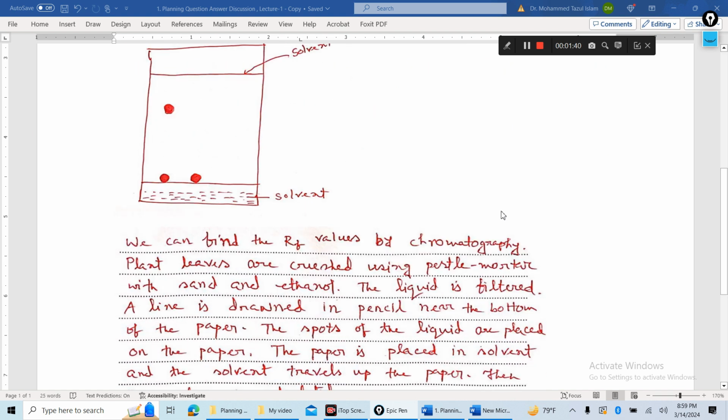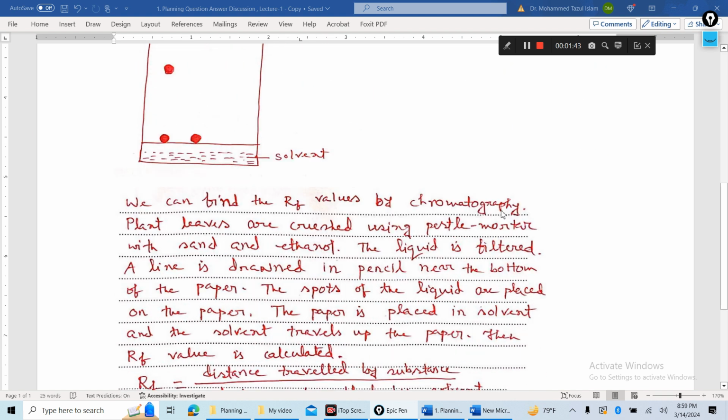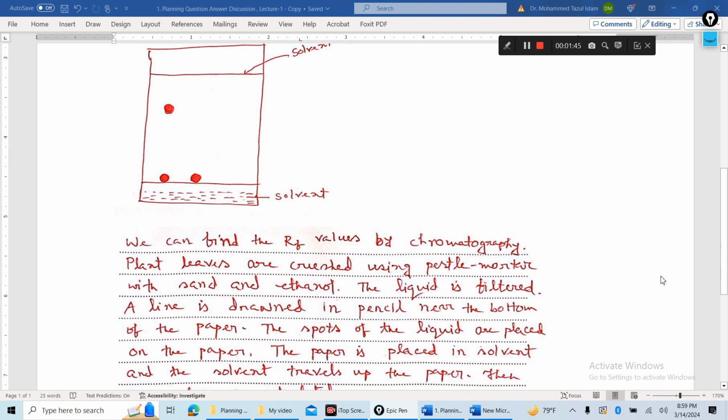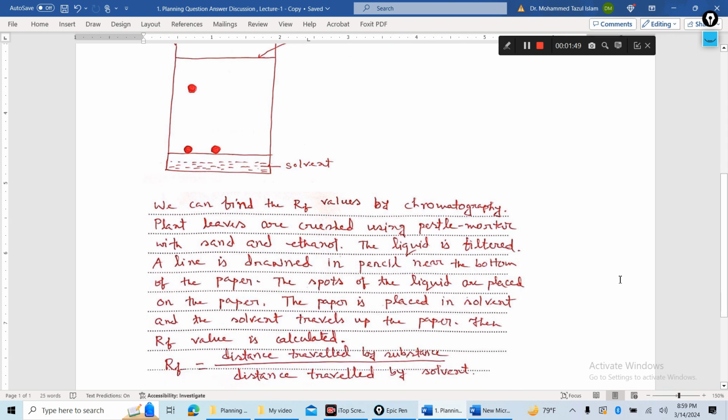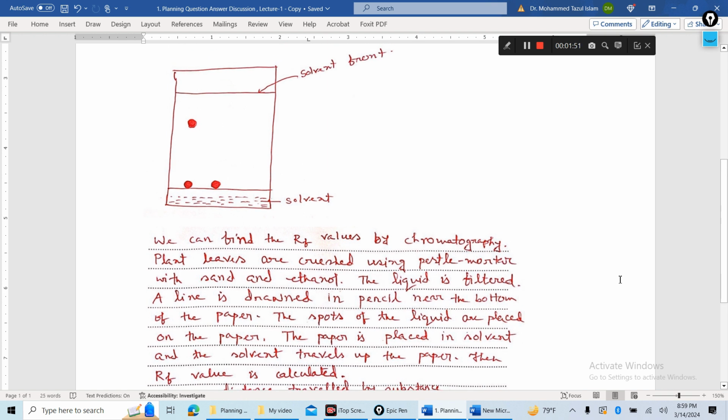Now you see, first, we can find the RF values by chromatography. Which method? Chromatography method. We can find the RF values by chromatography. The method name is chromatography method.